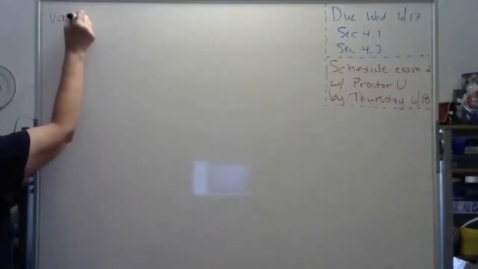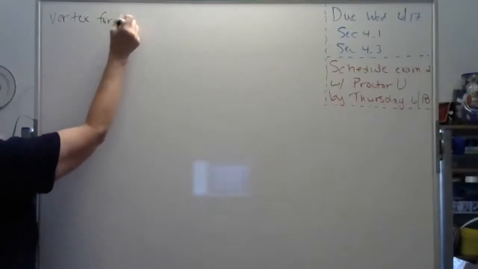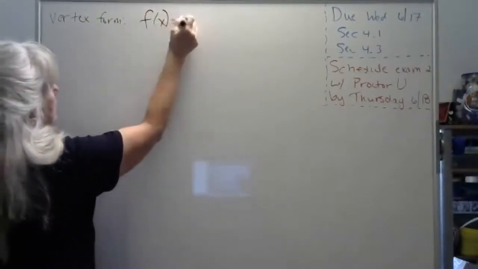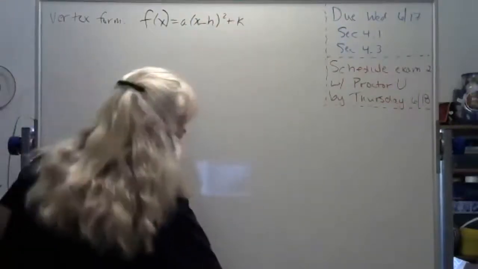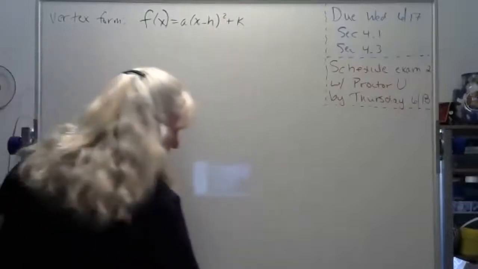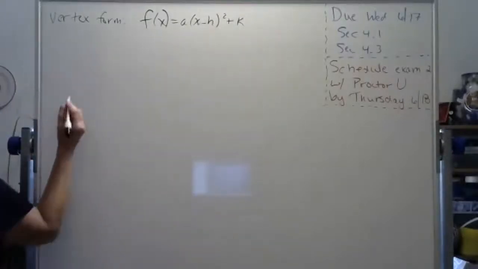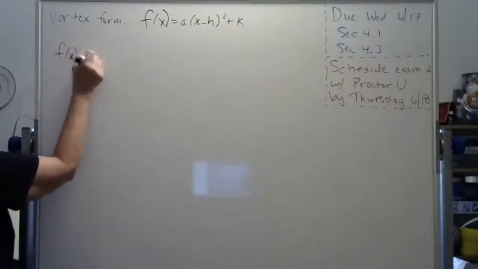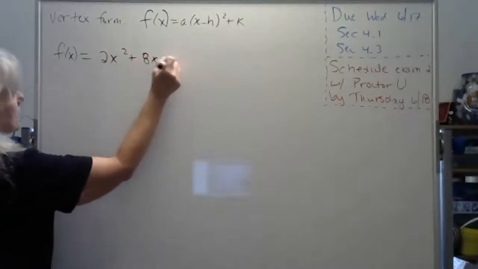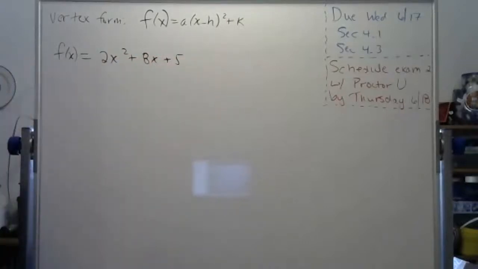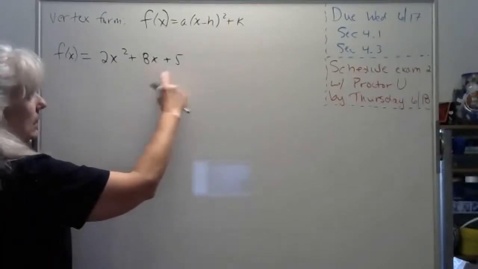So again, what I call the vertex form, f of x equals a times x minus h squared plus k. So how am I going to graph something that looks like instead f of x equals 2x squared plus 8x plus 5? So this goes back to standard form. If you were going to use the quadratic formula, this is the form you would want it to be in. Okay. So the problem is we need to put this into the other form.